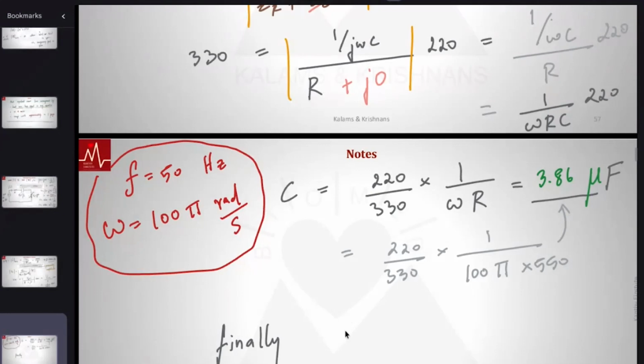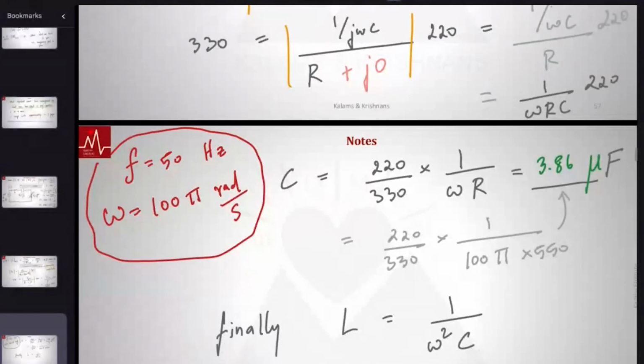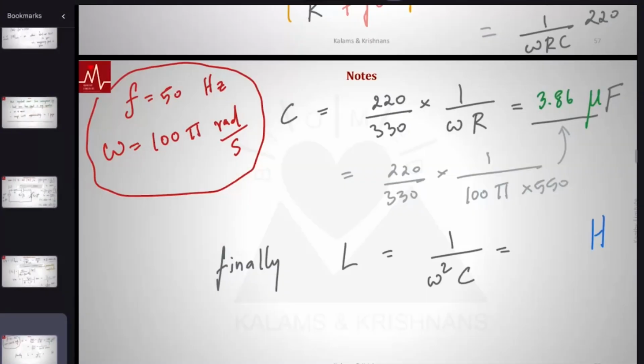Okay, so finally your L happens to be 1 by omega square C. Again, if you stick to SI, you should get the answer properly. This should be in Henry. Can someone do me the favor of calculating this? Omega, you just found out C, 2.6. I suppose that's there in the answer key range. Yesterday I solved this, I got 2.63.